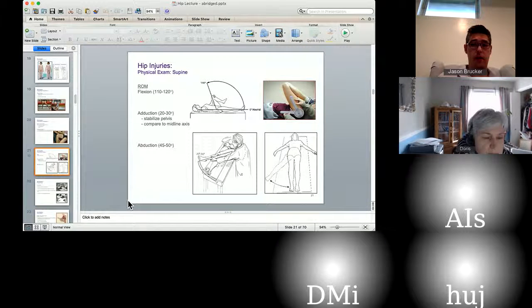Again, you want to measure the range of motion in all planes. Supine position will allow you to evaluate abduction, adduction, and flexion.